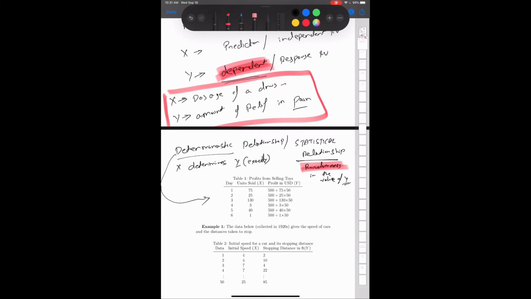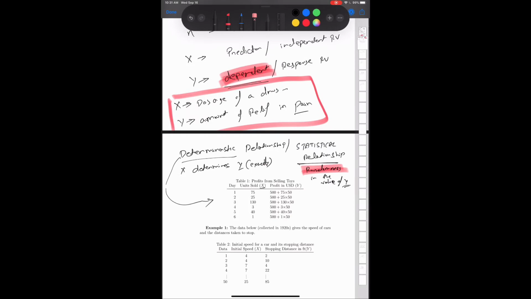Suppose you sold 75 units. Here x is the independent random variable and y is the dependent random variable. Y depends on x. So on the first day, if you sold 75 drones, then the profit is the $500 that you earned no matter what, plus 75 times 50. And if you sold one drone, then that's the profit.